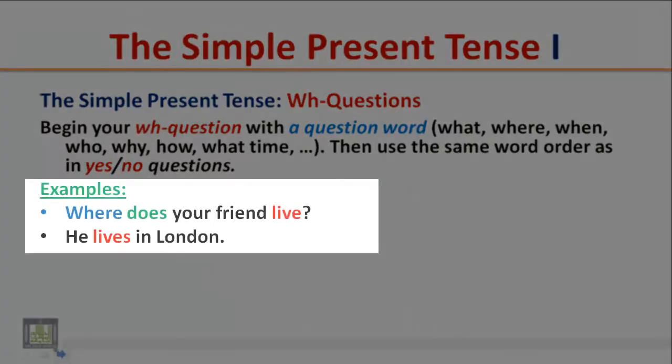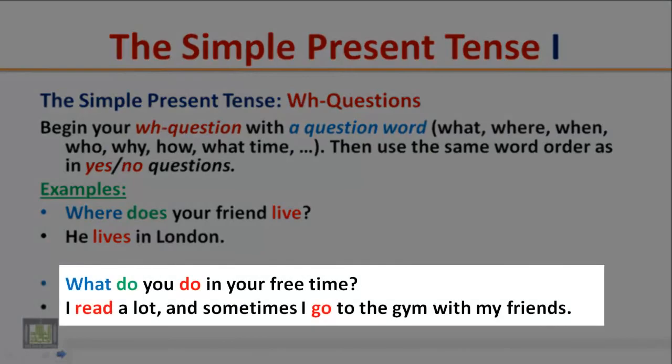Examples: Where does your friend live? He lives in London. What do you do in your free time? I read a lot and sometimes I go to the gym with my friends.